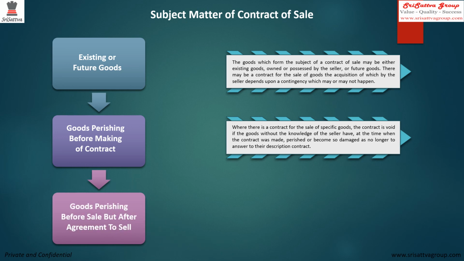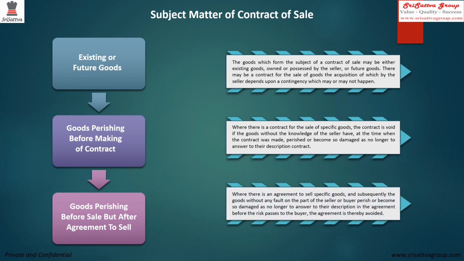Goods perishing before sale but after agreement to sell. Where there is an agreement to sell specific goods, and subsequently the goods without any fault on the part of the seller or buyer perish or become so damaged as no longer to answer to their description in the agreement before the risk passes to the buyer, the agreement is thereby avoided.